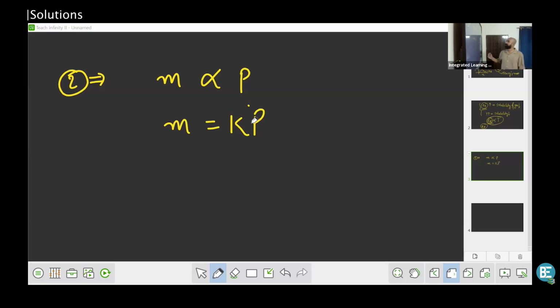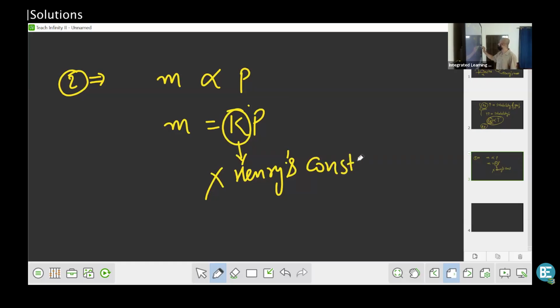So a mass is now here. This K is not Henry's constant. Remember this. This is not Henry's constant. I'm teaching you this because there's a question given in NCERT based on this, that mass of a gas dissolved depends on pressure. But this K is not Henry's constant. This is a simple, normal proportionality constant. Is that clear?